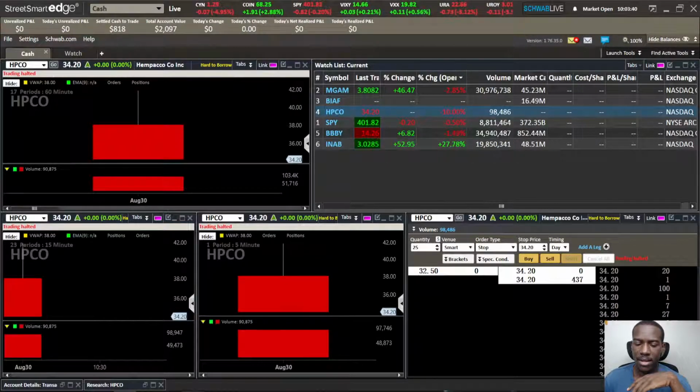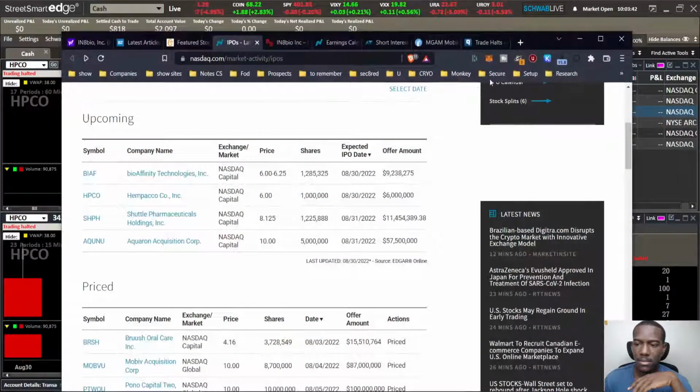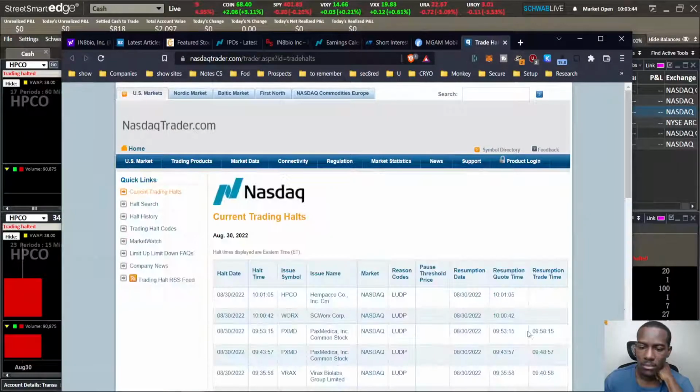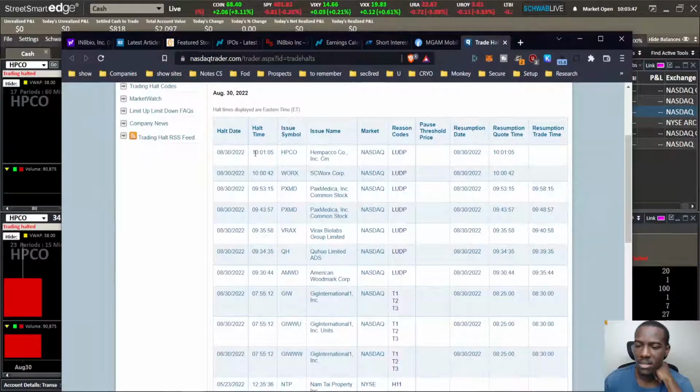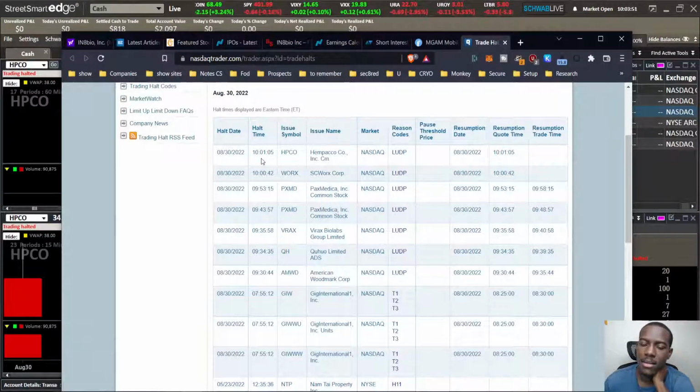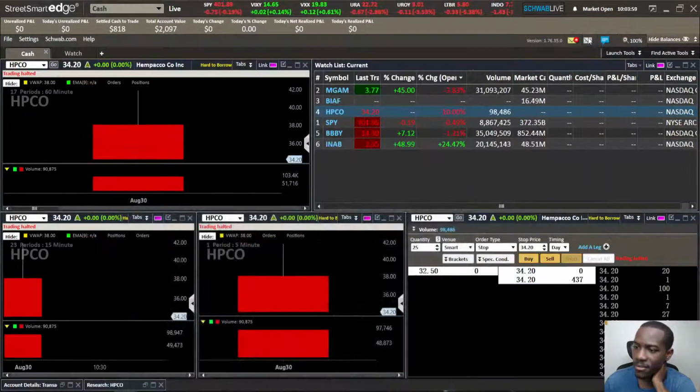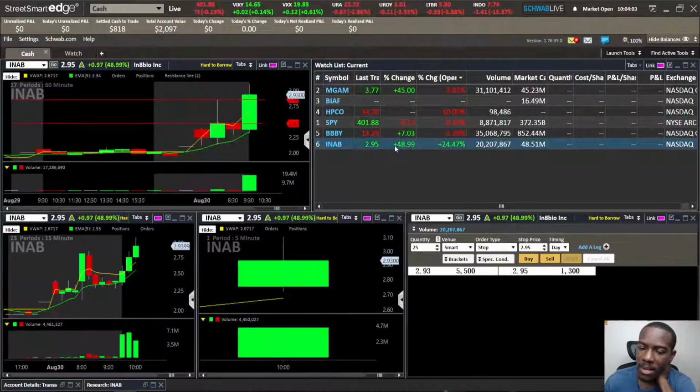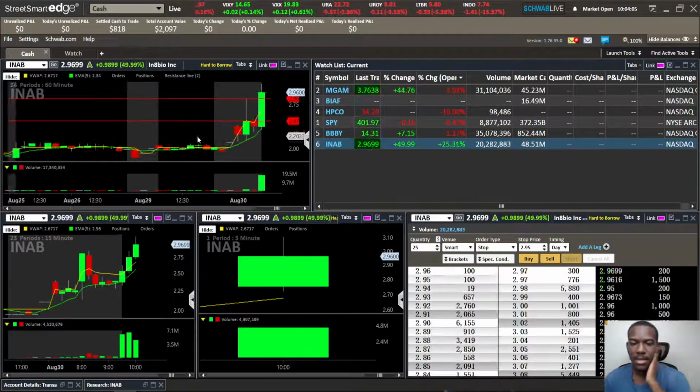Let me see what kind of halt this is. HPCO volatility halt, $10. I mean, not $10. Halted at 10:01, so it should be opening up at 10:06:05. So in 2 minutes, we'll keep our eyes out for that one.